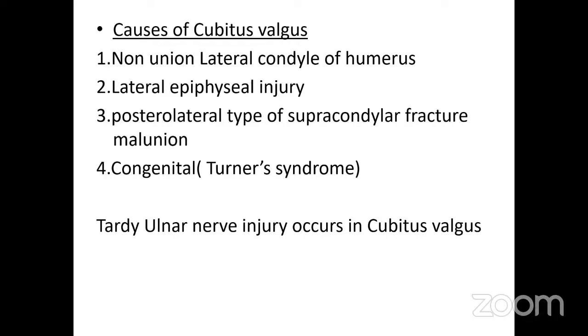Then bilateral cubitus valgus is seen in congenital Turner syndrome, with streak ovaries, XO. You will get cubitus valgus bilaterally. And tardy ulnar nerve palsy occurs in cubitus valgus. What is the word meaning of tardy? Means late. So what happens in cubitus valgus? In a progressive cubitus valgus, the ulnar nerve on the medial side will get stretched. So stretching will result in axonotmesis, and that will cause ulnar nerve injury.